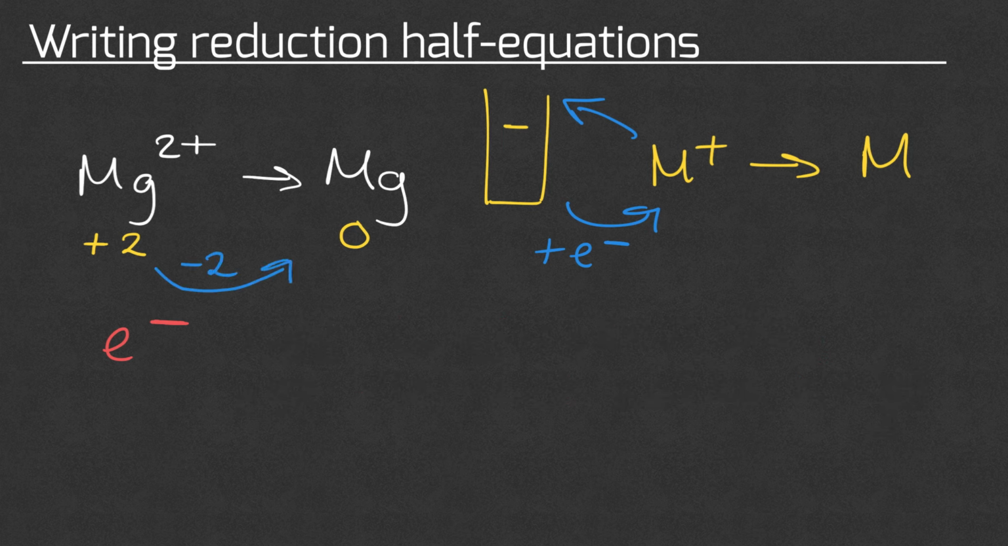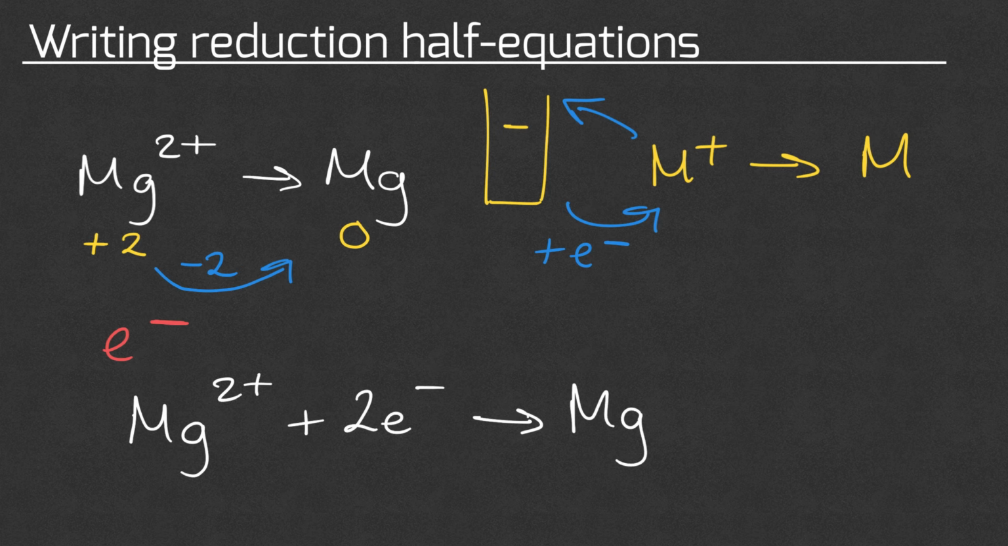If we have a look at how the charge has changed, it's gone from positive 2 to 0. Therefore, it's gone down by 2. This means we're going to need to add 2 electrons. So the charge has changed by 2, so we're adding 2 electrons. So this would be our half equation. We've gone from magnesium 2+, we've added 2 electrons to it. So if the electrons are on the left-hand side of the arrow, that means we're adding the electrons to something, and then we form magnesium on the right-hand side.